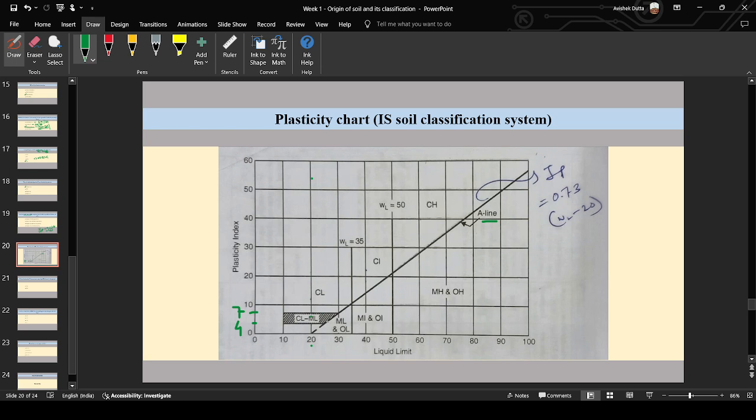And this is above the A line, so it is inorganic. This is written C and M. This is again a boundary classification, C and M both. If it is C and M both, that means it is both clay and silt. And both have L written, that is low plasticity. So the soil we have is, first of all, inorganic because it is plotting above the A line. It is composed of both silt and clay, and it has low plasticity.